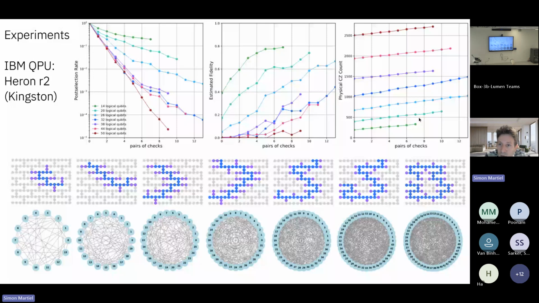And you can also see on the right the number of entangling gates overhead implied by our technique, and you can see that there is a mild increase of actual CZ count compared to the number of checks, but this is quite a mild gate overhead. It's not mainly the reason why we get such large fidelity boosts, because we don't add too many gates to detect errors.